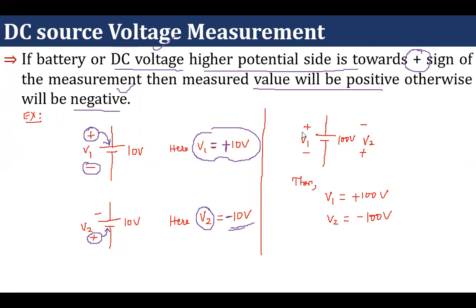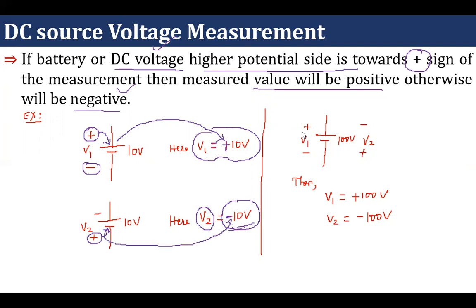Okay, so this will be minus 10 volts. So what I have seen is at what place this positive sign has been kept. If it is towards the positive plate, plus sign will come. If it is towards the negative plate, minus sign will come.